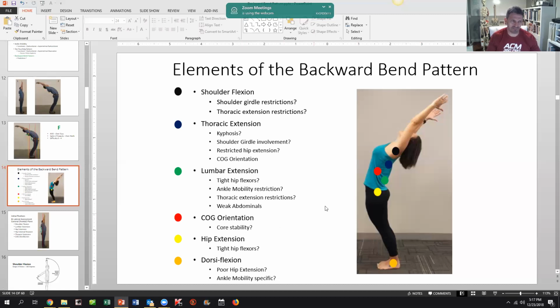Hip extension, obviously, we're looking at hip extension. We'll talk about that in more detail. We're looking at how far that hip goes into extension, and I'll give you the parameters on how to measure that. That could be an indication of tight hip flexors, and we'll talk about that as well as some other things.